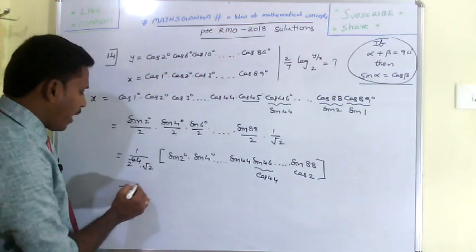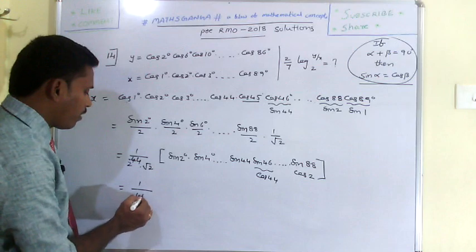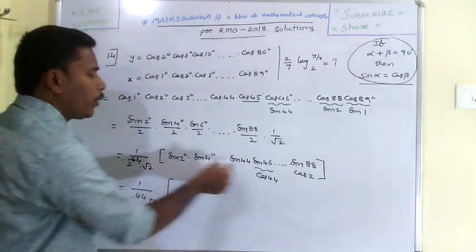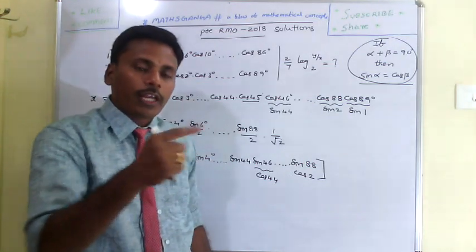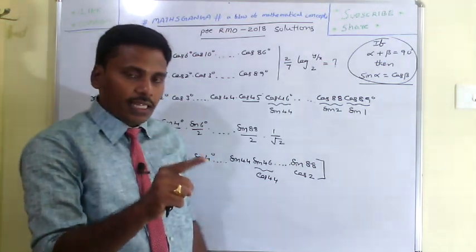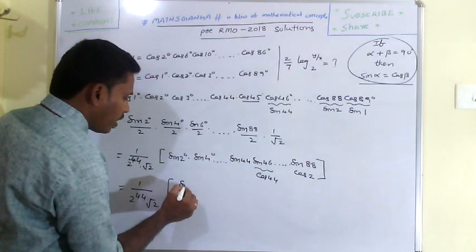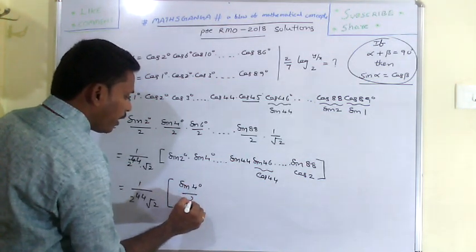Again if you combine, this is 1 by 2 power 44 into root 2, and here we have sin 2 into cos 2. Again use the sin 2 theta formula. So sin theta into cos theta is sin 2 theta by 2. So sin 2 into cos 2 is nothing but sin 4 degrees by 2.